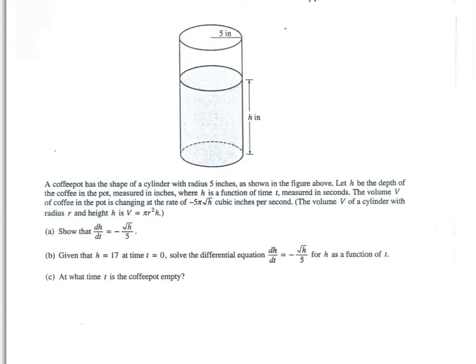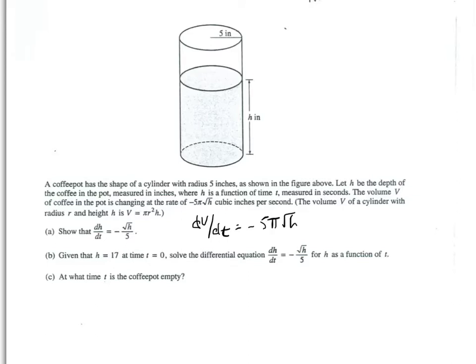So here we have a coffee pot in the shape of a cylinder. They tell us that the radius is 5 and h is the depth of the coffee in the pot measured in inches, and h is a function of time measured in seconds. So the volume of the pot is changing at this rate right here. So dV/dt is equal to negative 5 pi radical h.